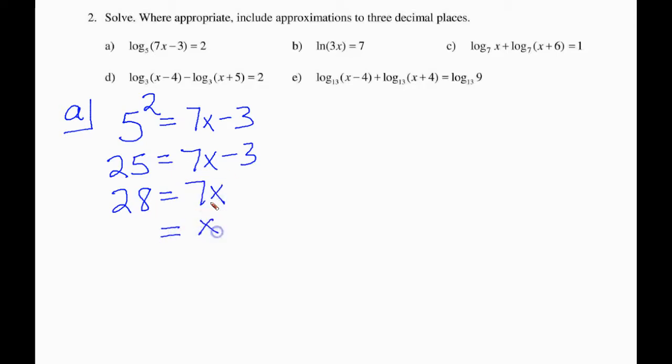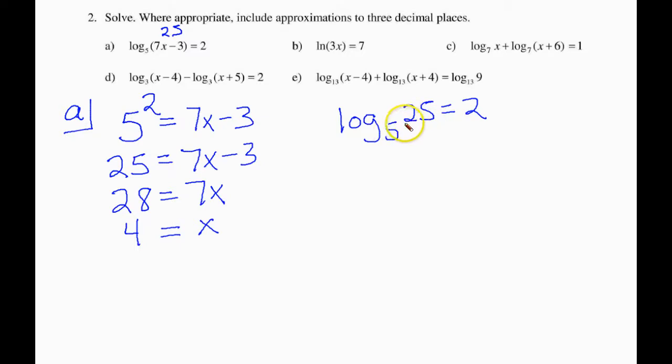And we divide both sides by 7, and we get x equals 4. Now, if you put a 4 there, this is 28. 28 minus 3 is 25. So if you look at that, it's log base 5 of 25 equals 2.